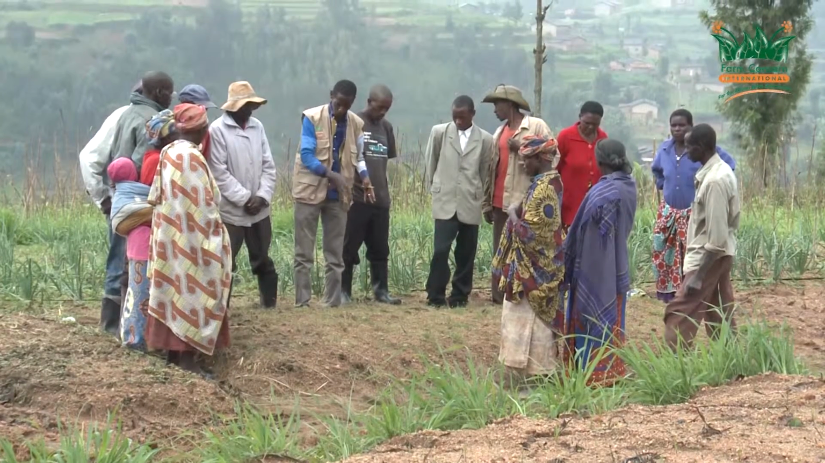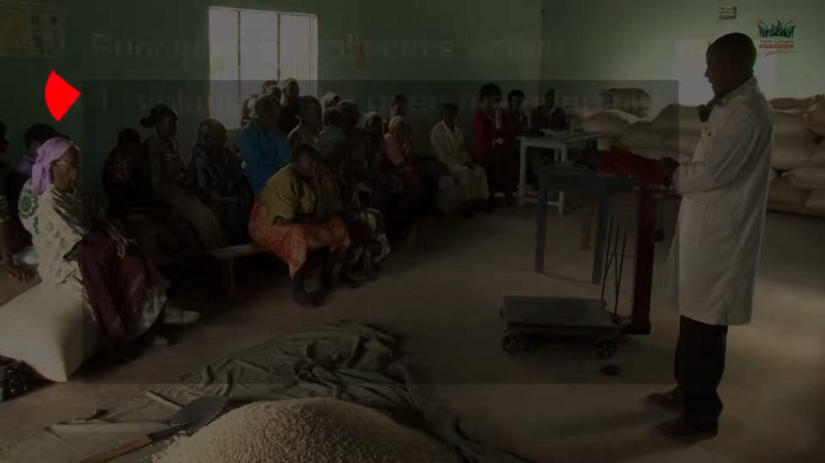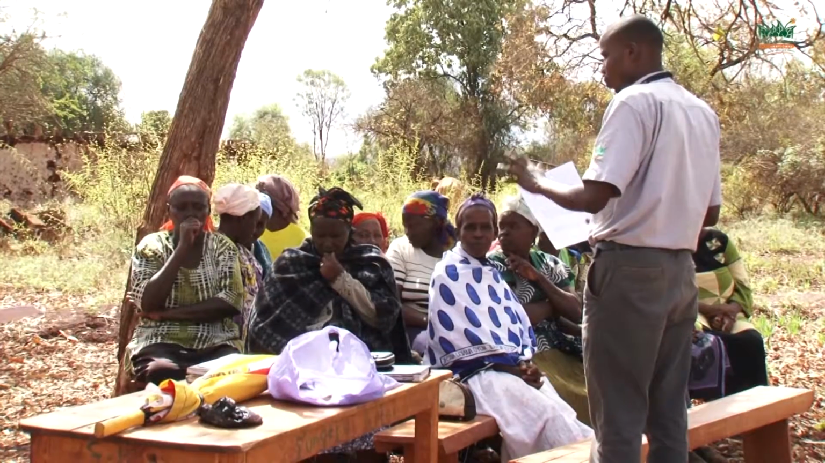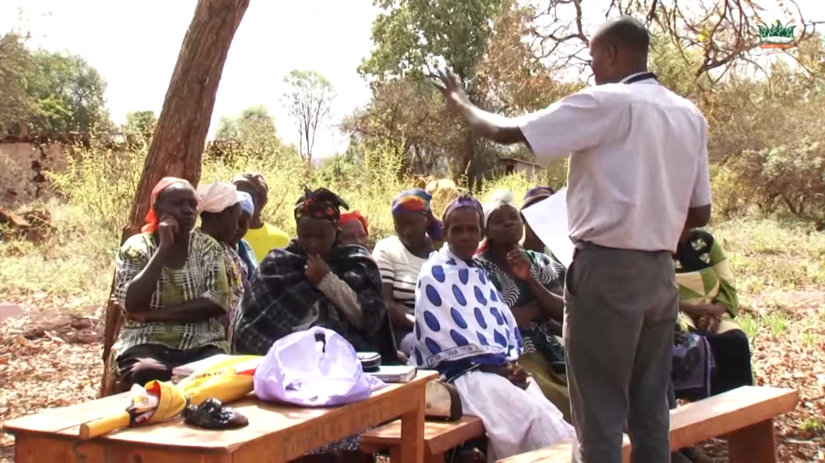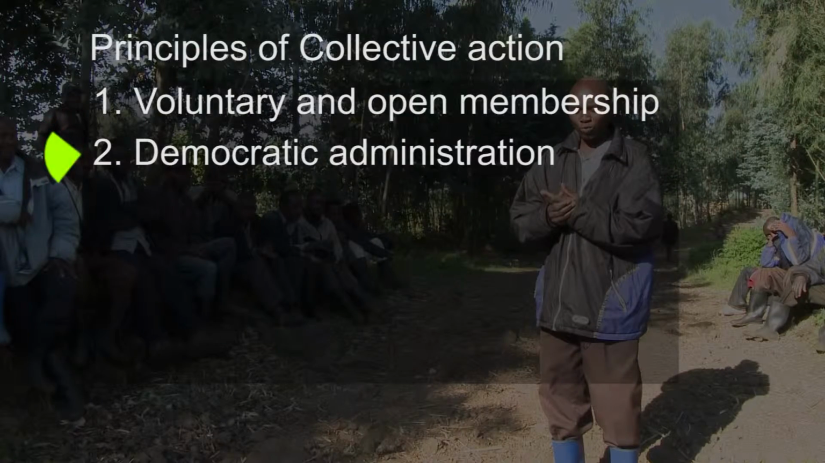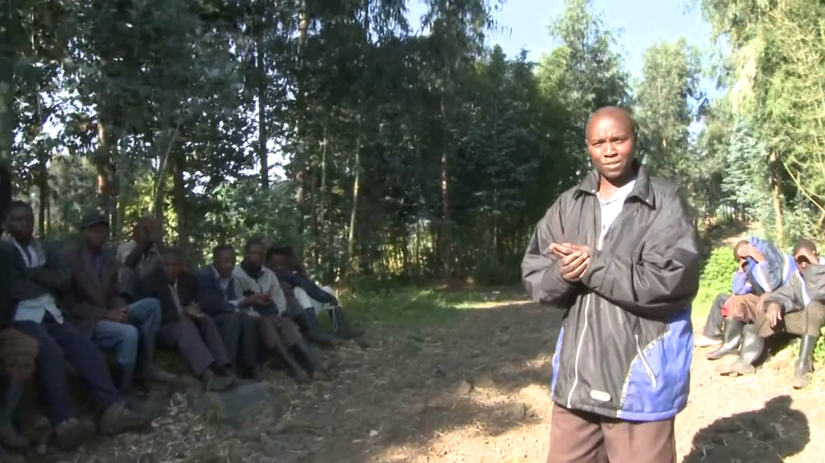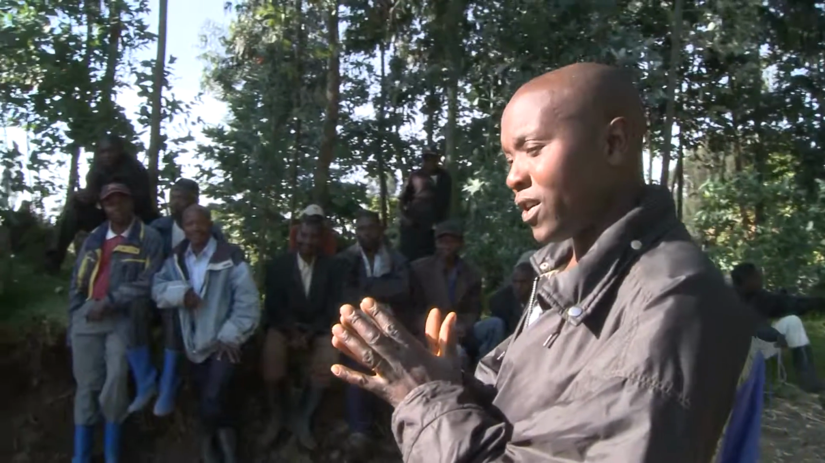Principles of collective action. The smallholder farmers under collective action are bound by the following principles. 1. Voluntary and open membership. It is open to all who meet the requirements in the bylaws and are ready to accept them. 2. Democratic administration. It should run on the basis of one member, one vote, regardless of how active the member is in the group.